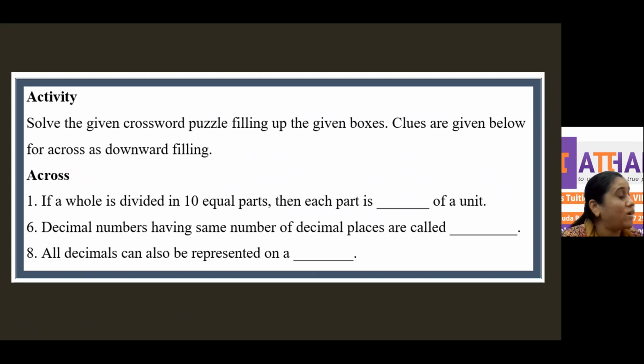Each part is called 1/10 of a unit. Each one is called 1/10 because you're dividing it into 10 equal parts. So each one is 1/10.